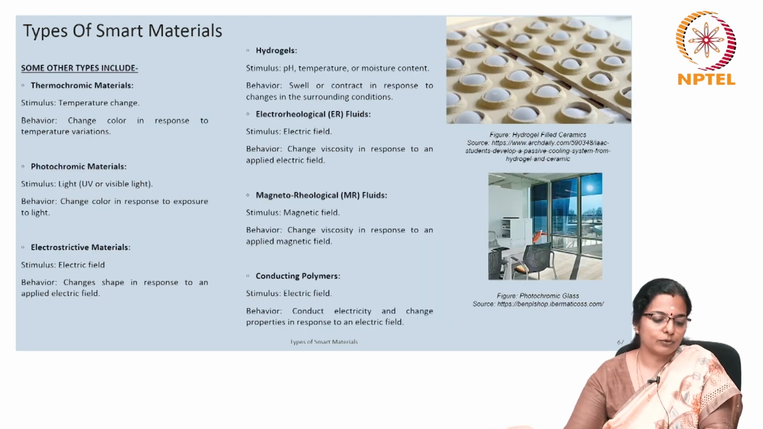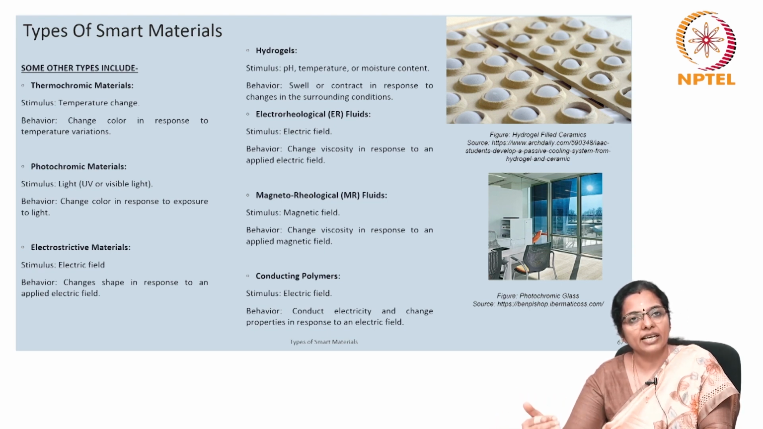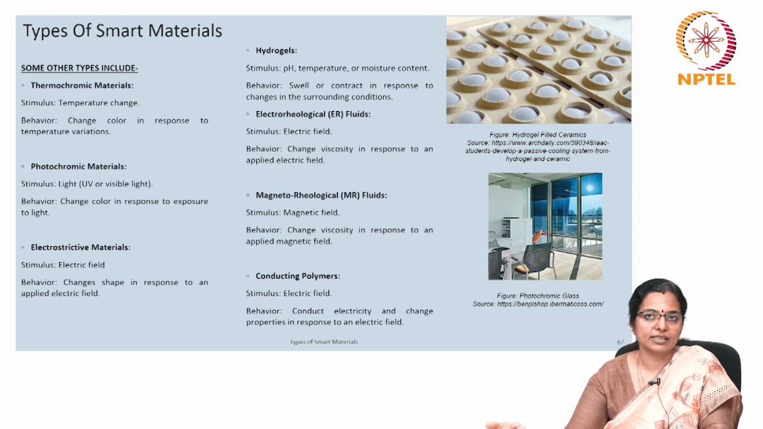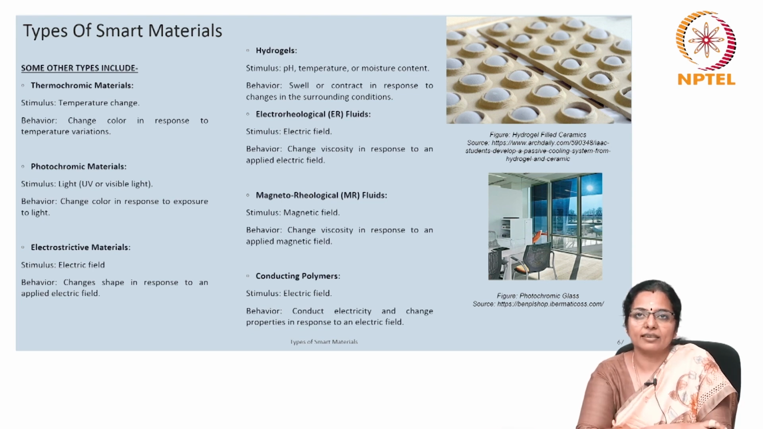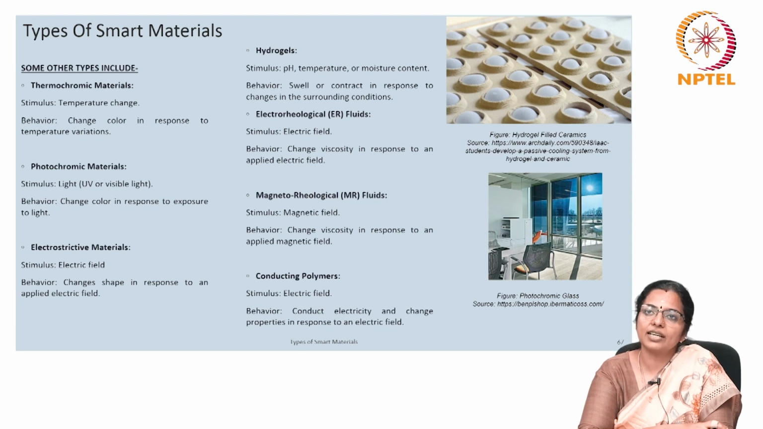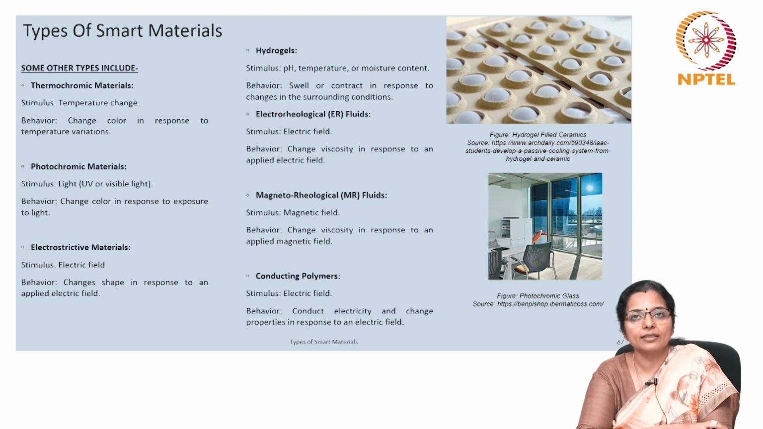Some other types of smart materials, quickly in brief, but we will look at these in detail in the forthcoming classes. Thermochromic materials: the stimulus is temperature change, and the behavior is to change color in response to temperature variations. Photochromic materials: the stimulus is light, UV or visible, and the behavior is to change color in response to exposure to light.